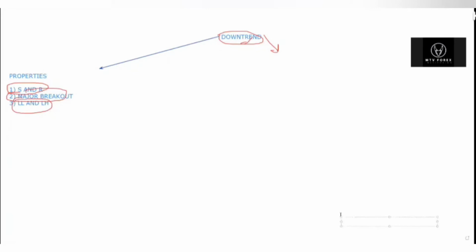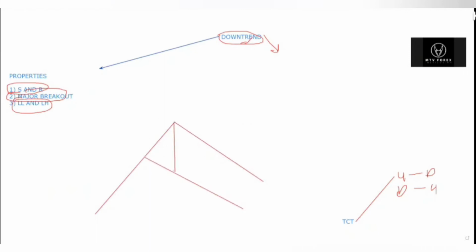I call it the TCT rule. The TCT rule is a very simple rule: an uptrend forms a downtrend, and a downtrend forms an uptrend. That's how simple it is. So now let's get into our downtrend. So this is what we're currently introduced to within the markets.